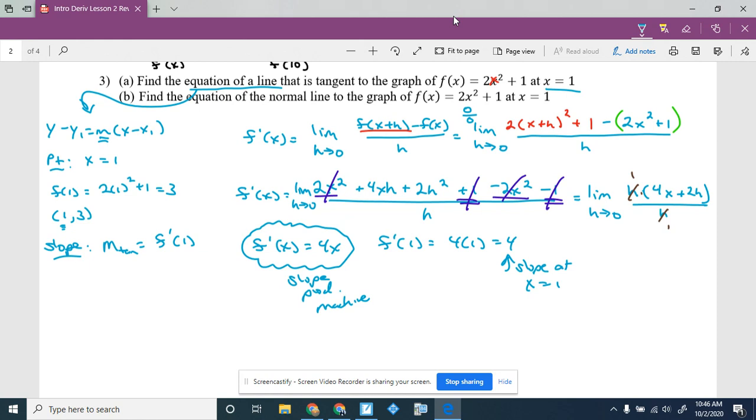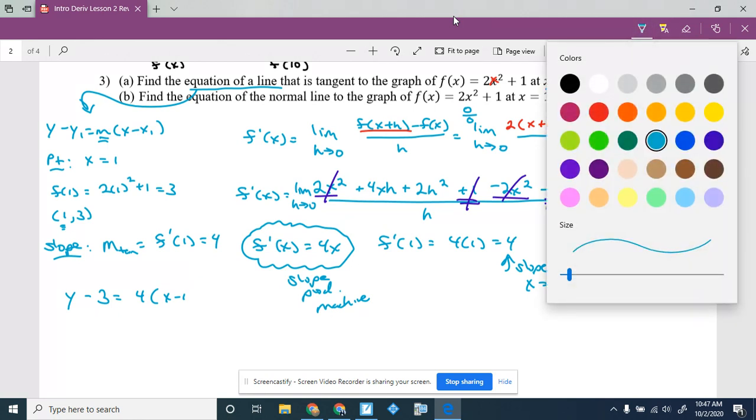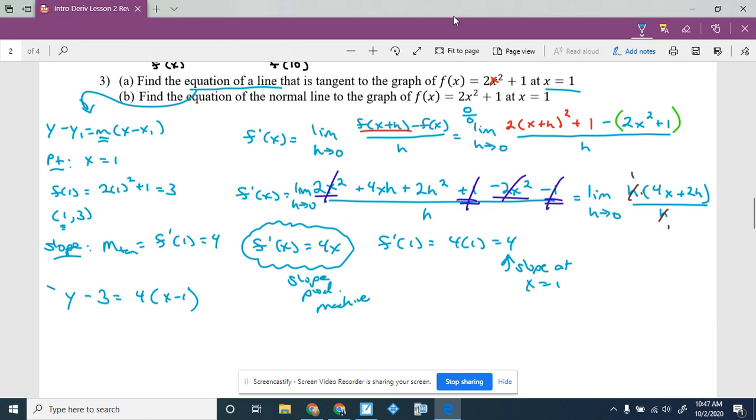Okay? So now if I come over and put everything together here, I'm good to rock and roll, right? It's going to be y minus 3 equals 4 times x minus 1. Clean that up. Boom. All right, there you go. Put a happy cloud around it. And what does that represent? That represents the equation of the tangent, specifically at x equals 1.